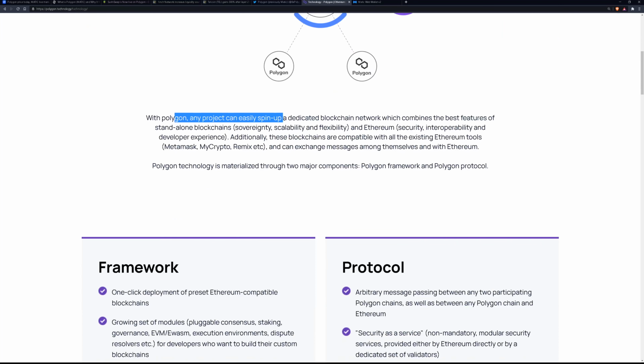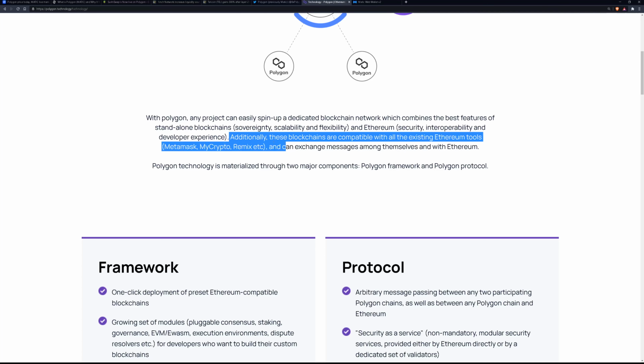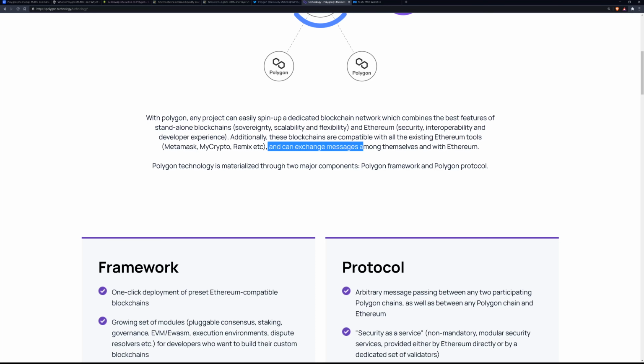With Polygon, any project can easily spin up a dedicated blockchain network, which combines the best features of standalone blockchains, which is sovereignty, scalability, flexibility, and Ethereum, security, interoperability, and developer experience. Additionally, these blockchains are compatible with all the existing Ethereum tools, MetaMask, MyCrypto, Remix, and can exchange messages among themselves and with Ethereum. Polygon technology is materialized through two major components, the Polygon framework and the Polygon protocol.